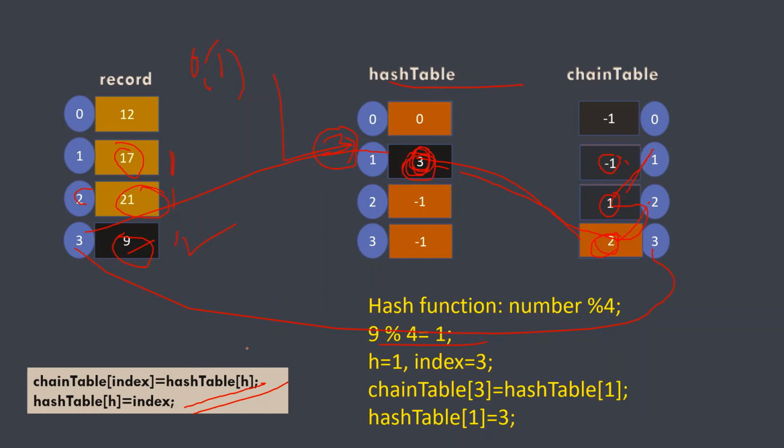For search, the worst case will be big O of n, and that will happen if all the entries are giving the same hash value. So we have to traverse the whole chain for that. In the best case, it will be big O of 1 if we are getting a different hash value for each entry.